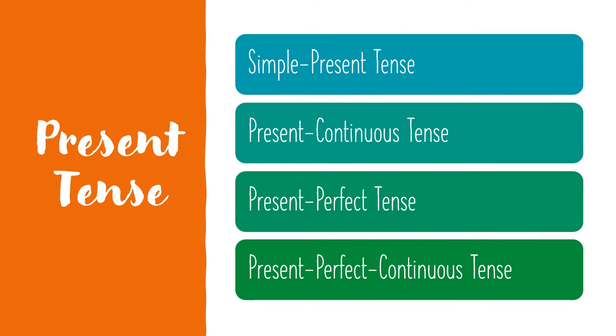There are four types of present tense. One is simple present tense, then present continuous tense, present perfect tense, present perfect continuous tense. And we're going to start with the first one, which is simple present tense.